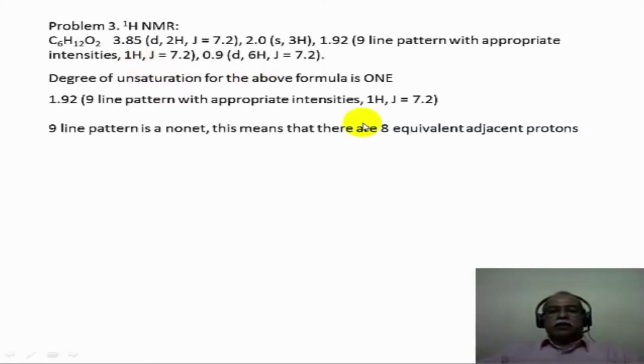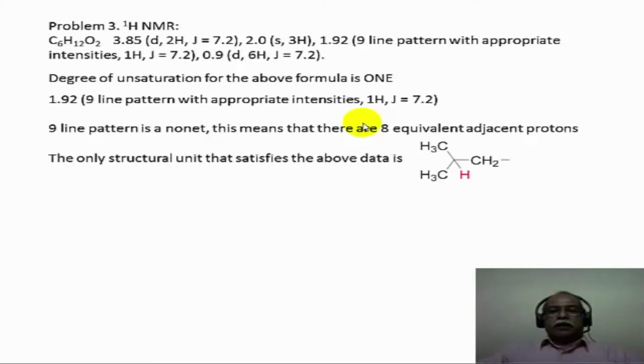The only possible structural unit that would satisfy this data is the isobutyl group, and the red hydrogen is the one that corresponds to the signal at 1.92. It is surrounded by 2 methyl groups and a methylene group. Totally there are 8 vicinal hydrogens, and these essentially split this red hydrogen into a 9-line pattern of appropriate intensity, with an average J value of about 7.2 Hertz for these hydrogens coupled to the red hydrogen. So this is the structural unit that is consistent with the data.